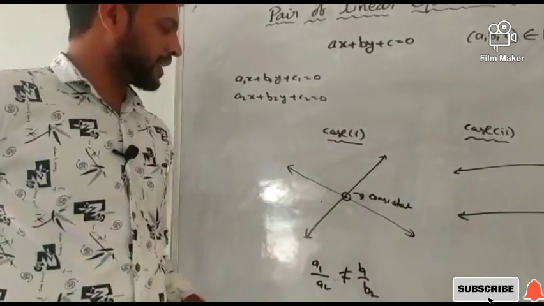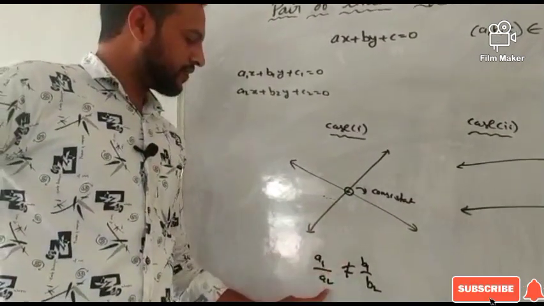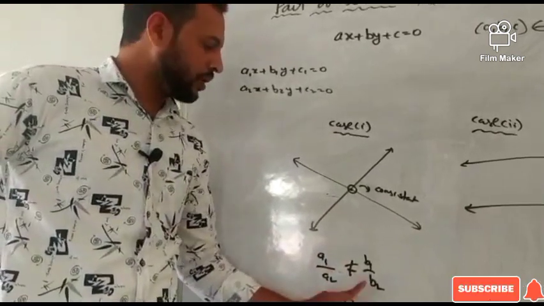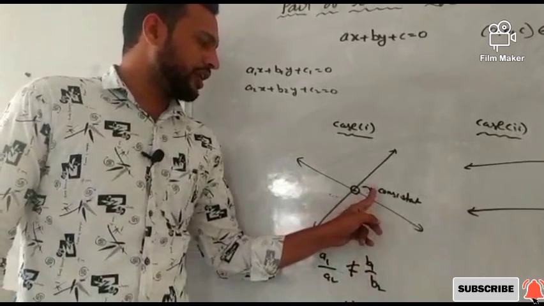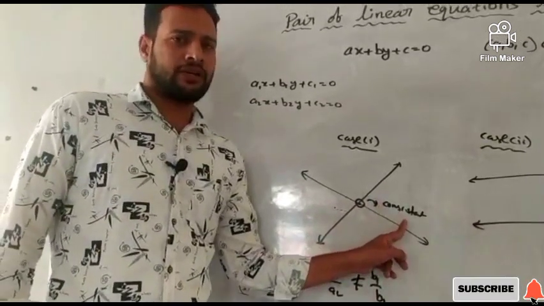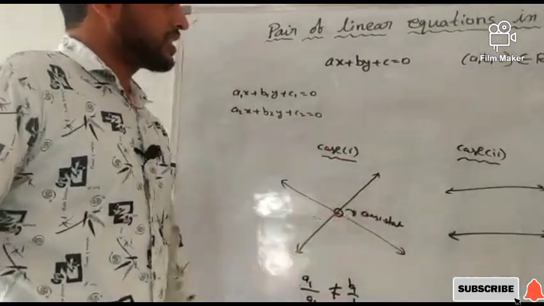Okay, these are the properties of intersecting lines. First condition is a1 by a2 not equals to b1 by b2, and they have one solution or unique solution. If they have one solution, therefore they are consistent lines. Okay, the second one.